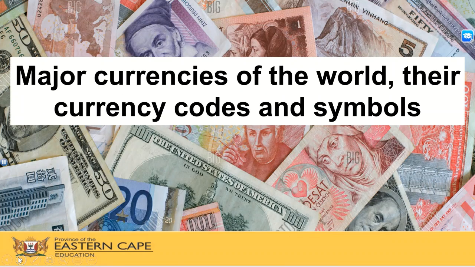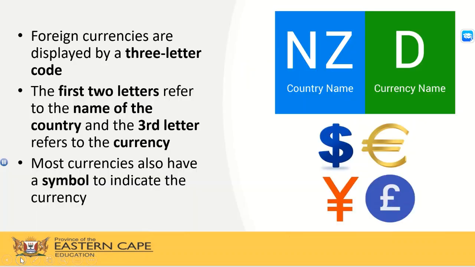Now we're going to take a look at the major currencies of the world, their currency codes and symbols. Just a bit of background information before we look at specific currencies. Foreign currencies are displayed by a 3-letter code. Now if you look at that 3-letter code, the first 2 letters refer to the name of the country. The third letter refers to the currency.